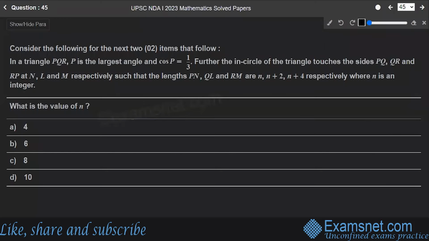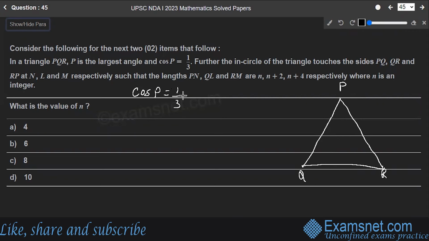Question number 45. Consider the following for the next two questions. Let's read it. In a triangle PQR, P is the largest angle. Let's make it side by side. So here is the triangle PQR. It is said that P is the largest angle. Next, cos P is equal to 1 by 3.